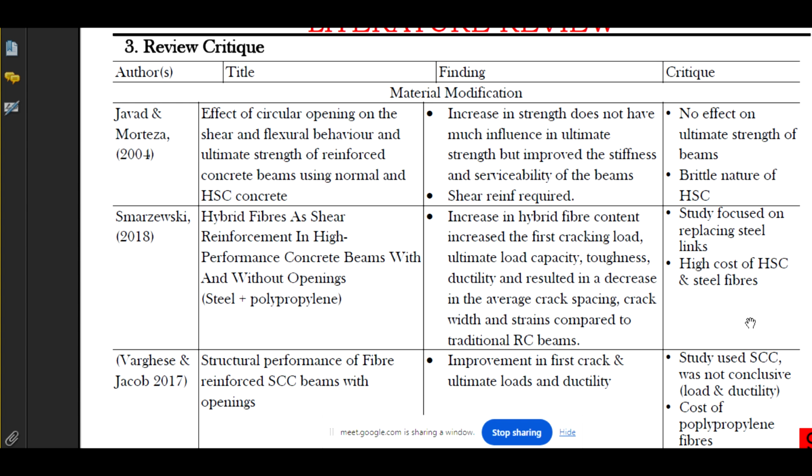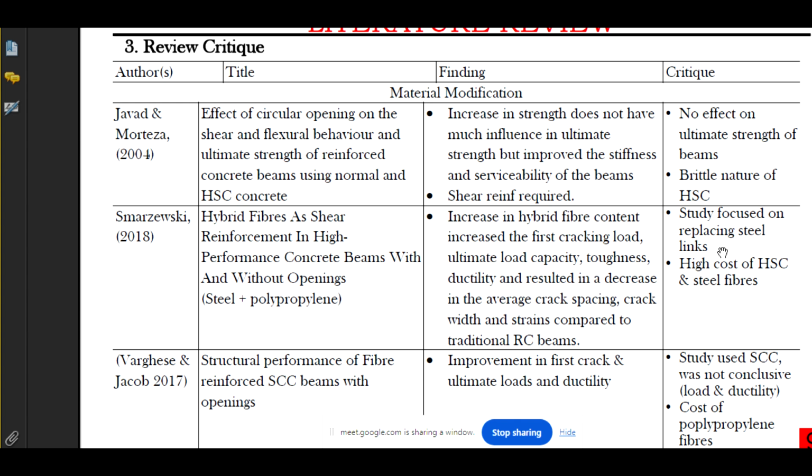Okay, like he's saying, let's look at the second one. Hybrid fibers were used for shear reinforcement in high performance concrete with and without openings. Then findings, what did they find? That there was an increase in hybrid fiber content, that an increase in the fiber content increased the first cracking load, ultimate load capacity, so there was an improvement, toughness and all that.